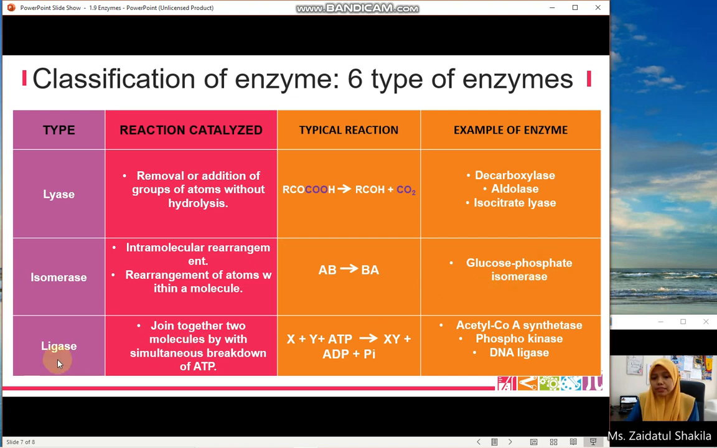The last class of enzymes is ligase. Ligase joins together two molecules by simultaneous breakdown of ATP. So using ATP, this class of enzyme joins two molecules together, forming a new molecule. For example, X plus Y, and by using the energy from ATP, forming XY. As ATP is used, it has no more energy, so it becomes ADP plus inorganic phosphate. Examples of enzymes are acetyl CoA synthetase, phosphokinase, or DNA ligase.